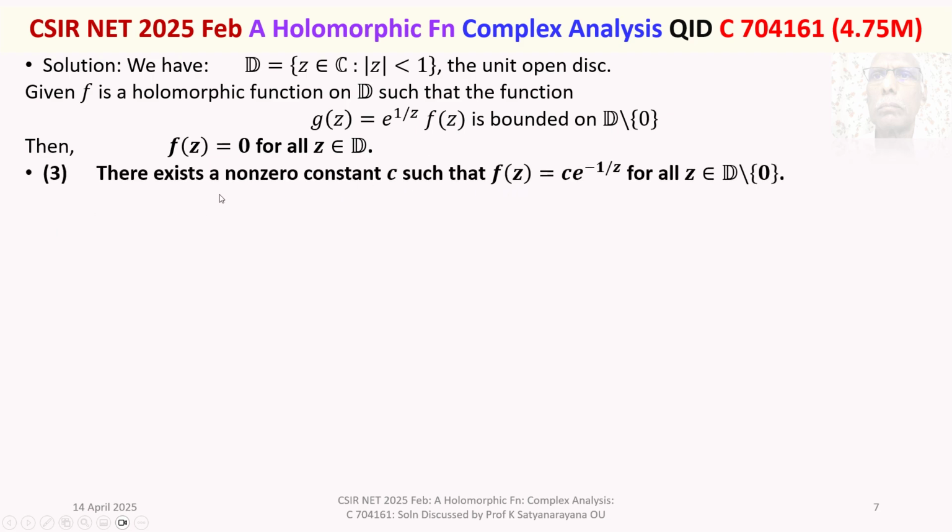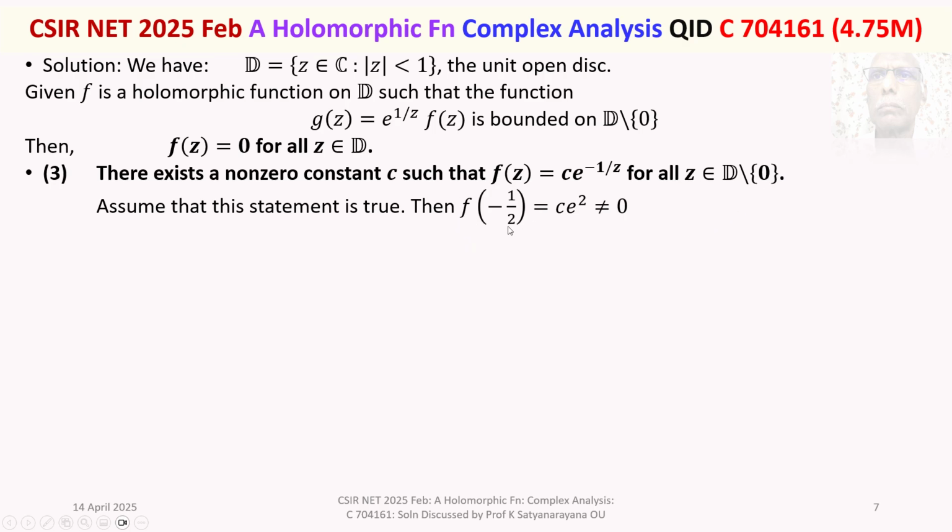Option 3. There exists a non-zero constant c such that f of z is equal to c e to the power of minus 1 by z for all z belongs to D minus singleton 0. We prove that this is not true by contradiction. Assume that this statement is true. Then we take a convenient point in D minus 0, D being the open unit disk. So minus 1 by 2 is a point z in D minus singleton 0.